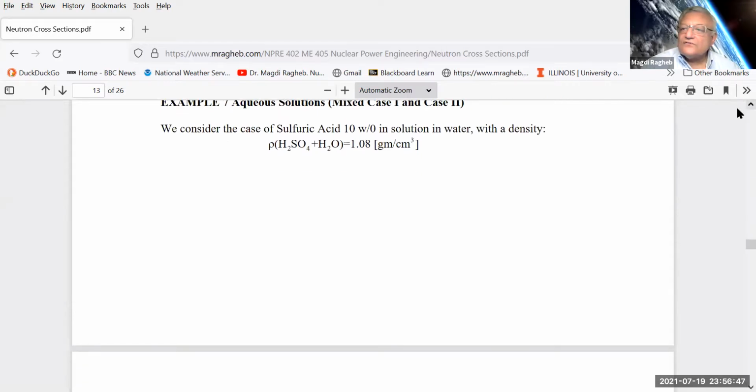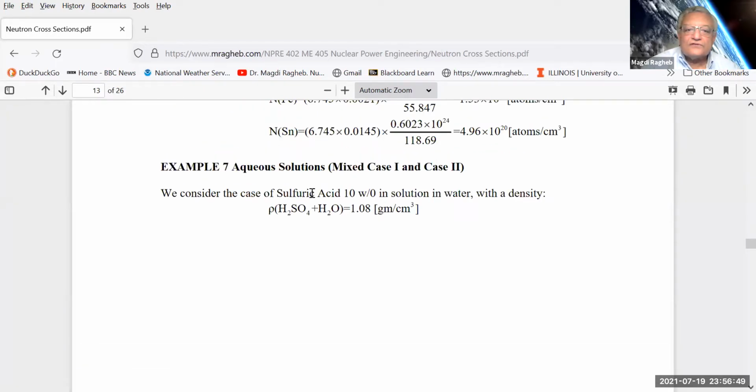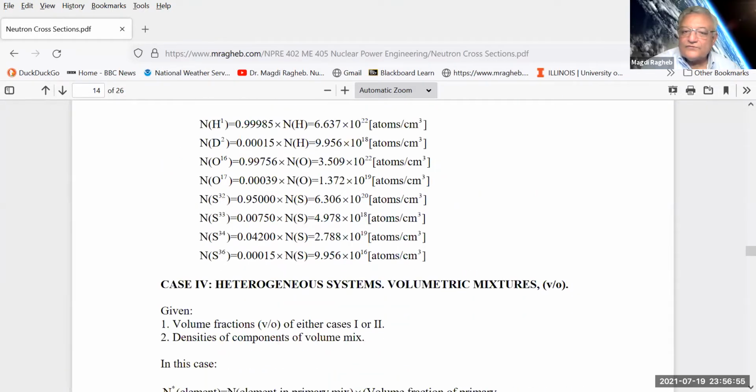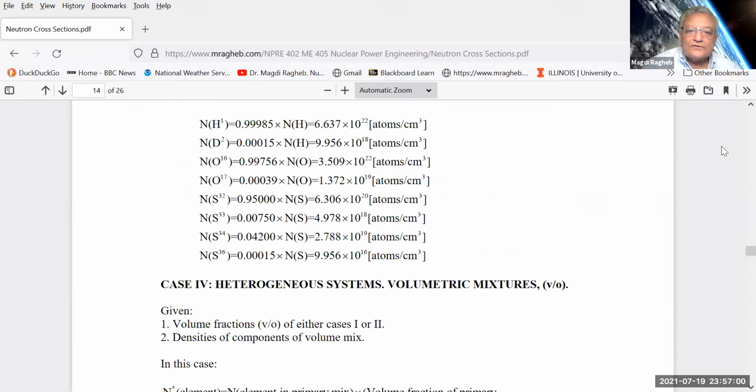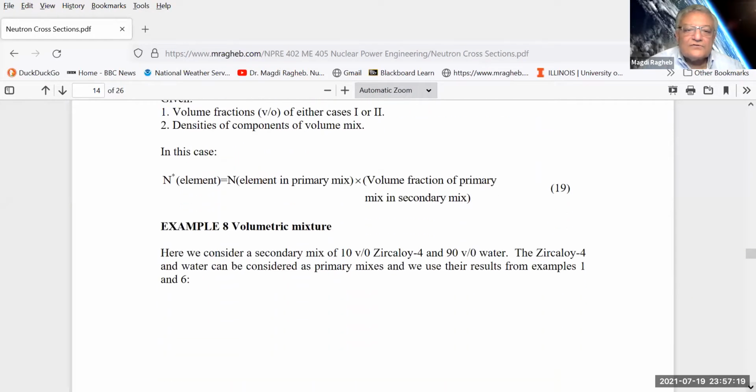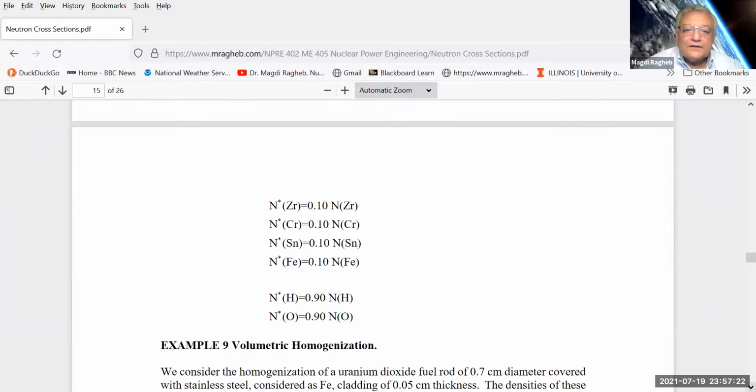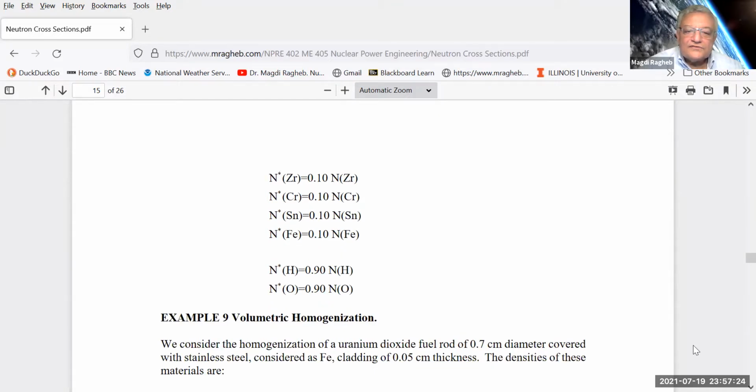You can apply this also to aqueous solutions if you have, for instance, sulfuric acid in water, and I'll leave it for archival purposes here. If you need to use it in design calculations, you'll find the source for how to do it here. You can also have heterogeneous systems that are not weight percentage like alloys or enrichment, but volumetric mixtures, like by volume. So in that case, you have the volume percent rather than the weight percent or the atomic percent. Again, you use the same logic in estimating the number densities.